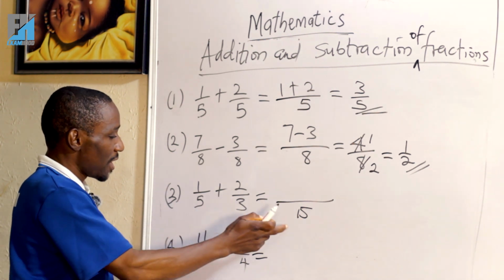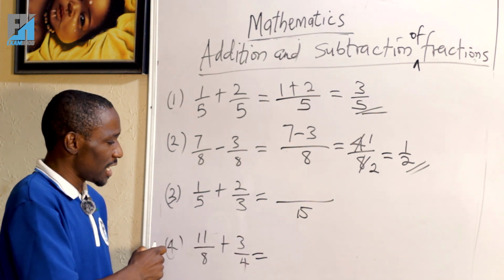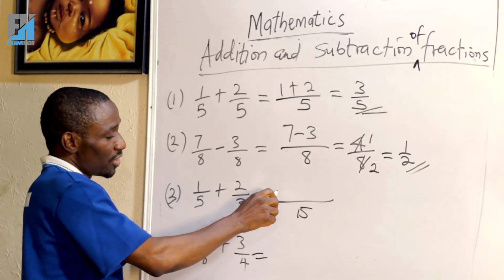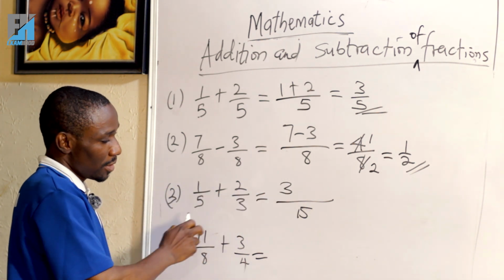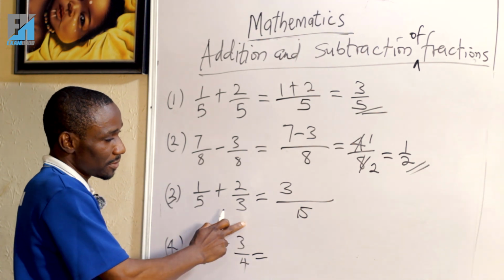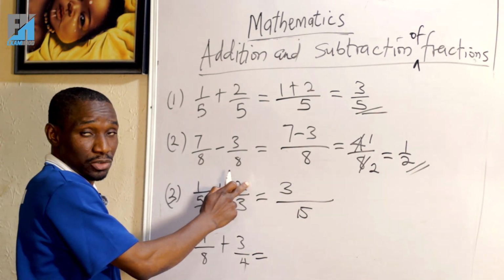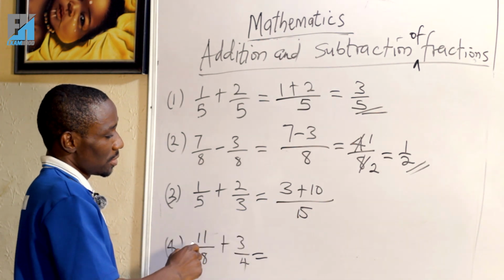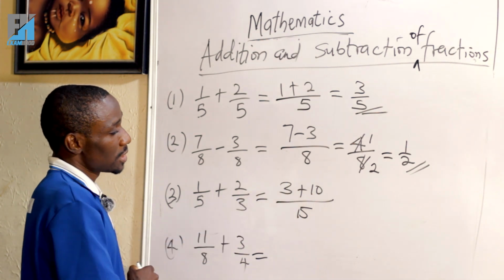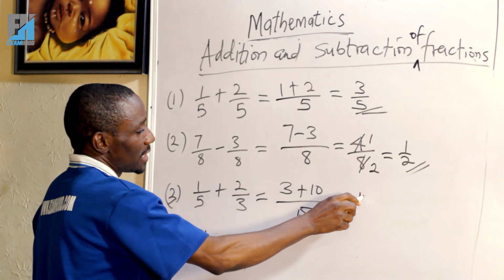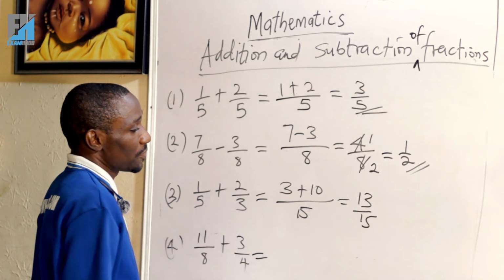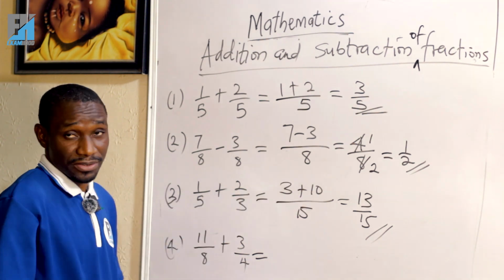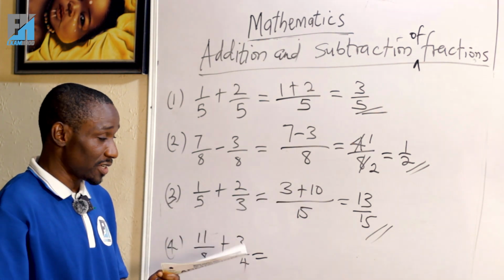5 into 15 gives you 3 times. 3 times 1 gives you 3. 3 into 15 is 5 times. 5 times 2 gives you 10. And so 3 plus 10 gives you 13 over 15. That's your final answer. This is the lowest term of this fraction. You cannot break it further.